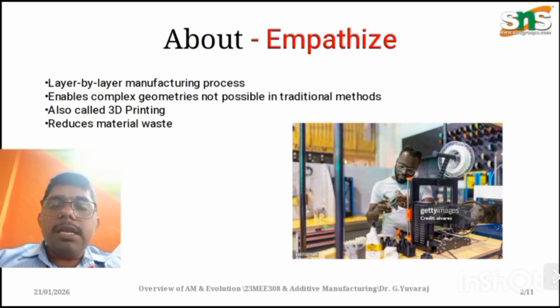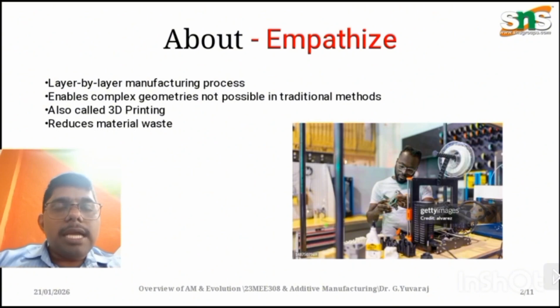For example, let me take medical implants, teeth, the human skull, bones, and lightweight applications like chassis. These are some of the applications where we normally use additive manufacturing, which we can manufacture with the help of rapid prototyping.